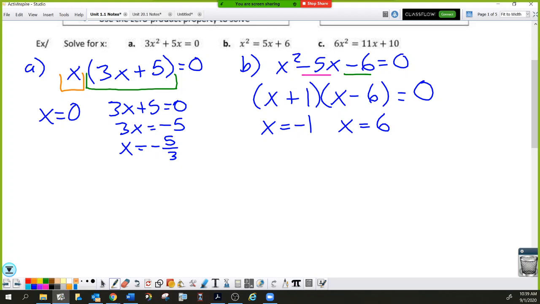The next one starts off the same way as part B. Not everything is on the same side. Again, I don't like when my x squareds are negative, so I'm not going to move the 6x squared. I want it to stay positive. Instead, I'm going to subtract the 11x and the 10, bring it to the other side.